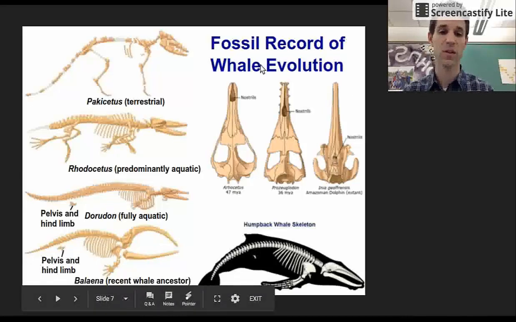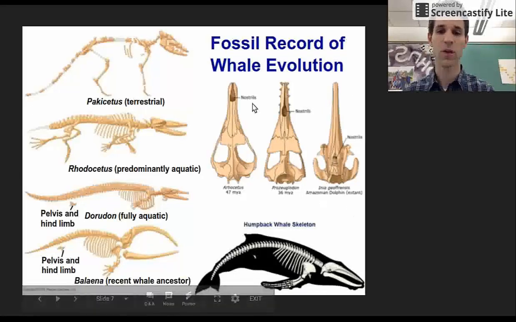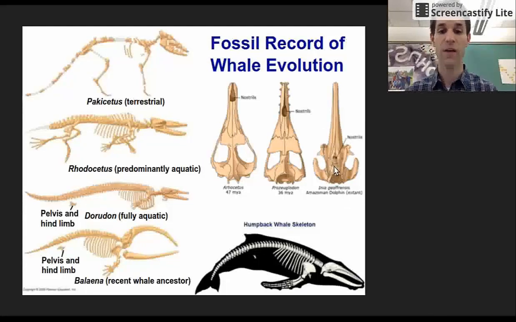Here's a look at the skulls over here on the right hand side, the migrating of the nostrils from the front of the snout of the animal to sort of the middle of the skull in the fossils that we found in the rock layers that are above those, and of course a modern day whale or something that is more modern, having the blowhole kind of at the top of the skull.